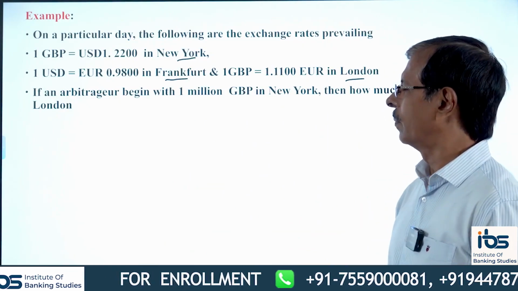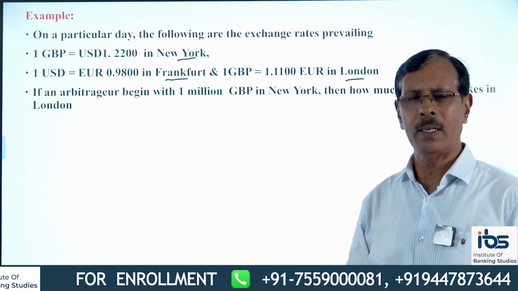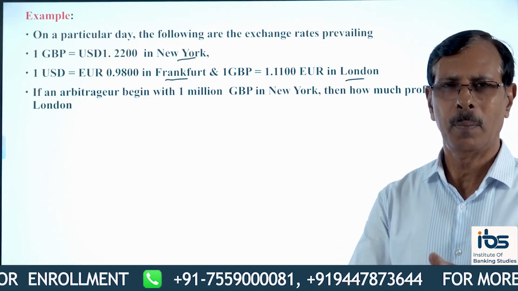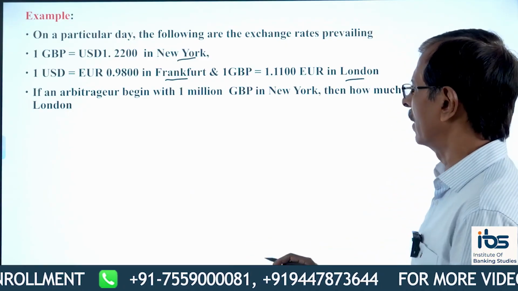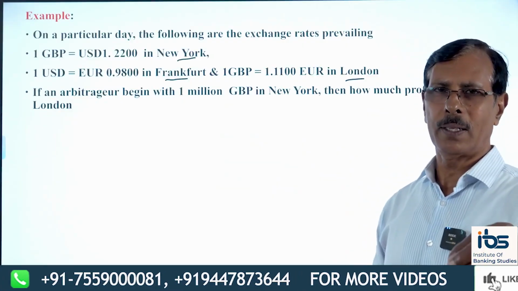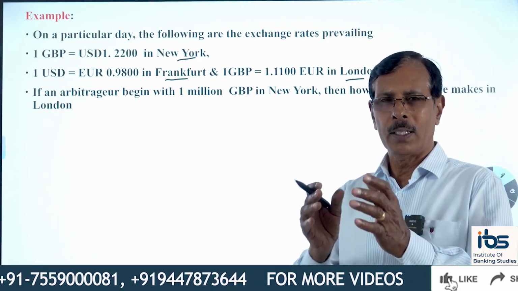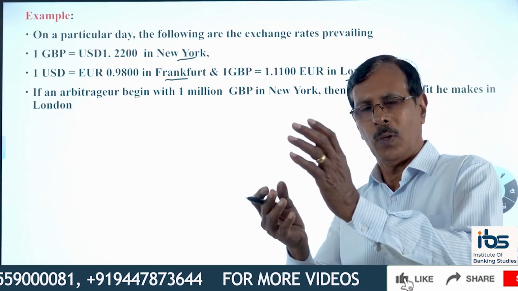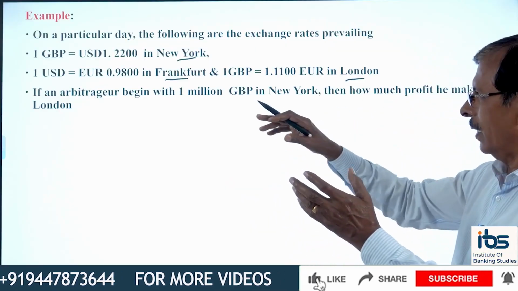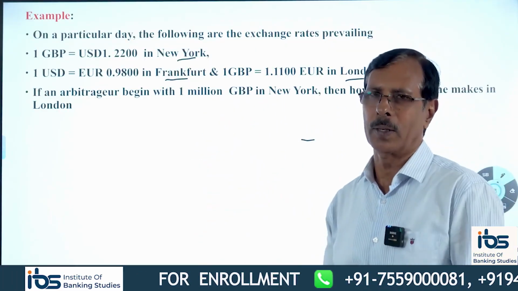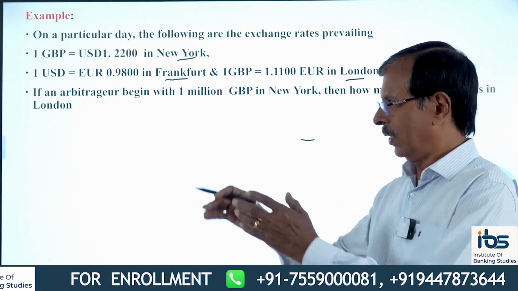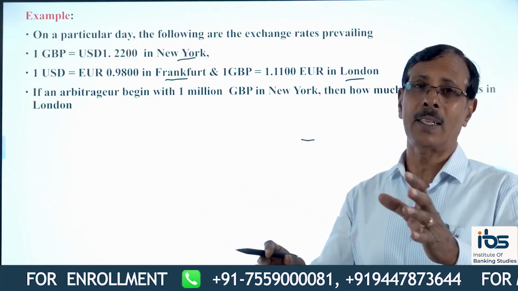All the three rates are given. An arbitrator, who is an arbitrator? The person who is making money, profit, by doing the arbitrage transaction, simultaneously buying and selling. So he has 1 million GBP with him, and this 1 million GBP he takes to New York. And from there, he converts that GBP into dollar, and the dollar back into euro, and then euro back into GBP. This is the transaction he's making.